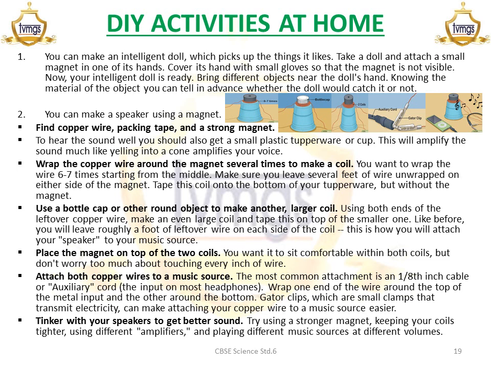Attach both copper wires to the music source. The most common attachment is a 1/8 inch cable or an auxiliary cord, the input that is on most phones or headphones. Wrap one end of the wire around the top of the metal input and the other around the bottom. Use gator clips, which are small clamps that transmit electricity and can make attaching your copper wire to a music source easier.